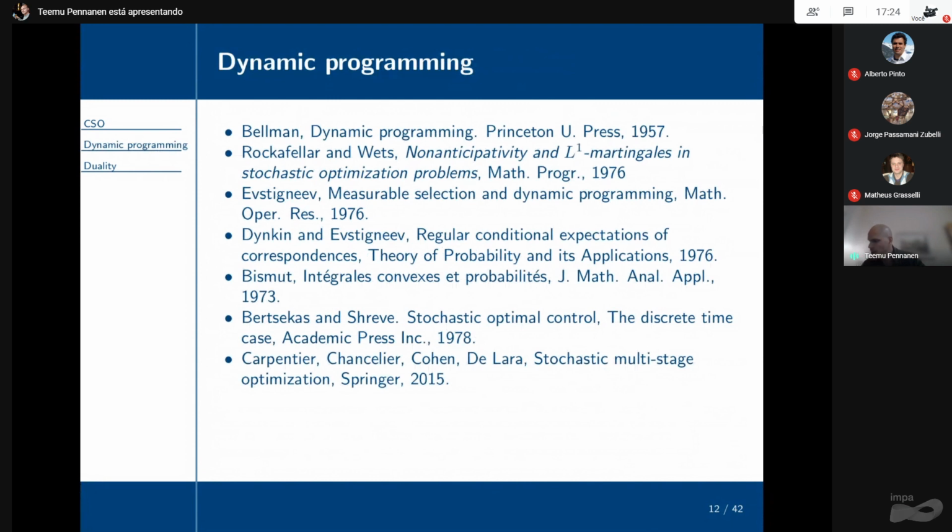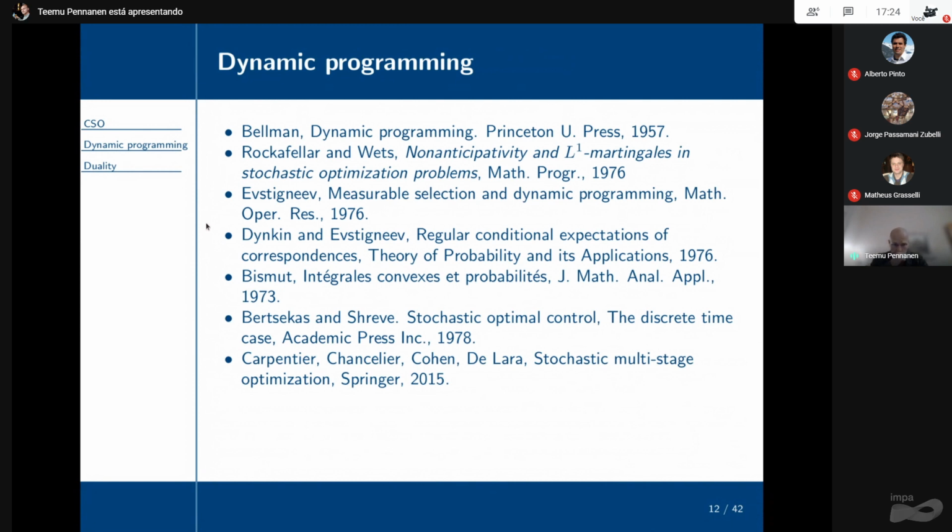I'm conscious of time. I guess I have some 10 minutes. So I'm trying to give a flavor of what we did in the dynamic programming. Like I predicted correctly, it seems I have no time to look into duality.